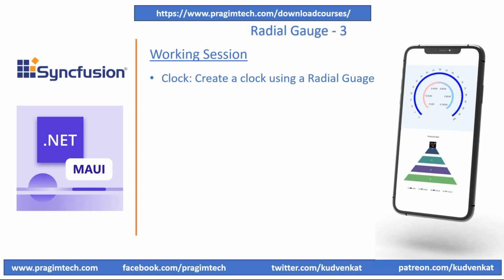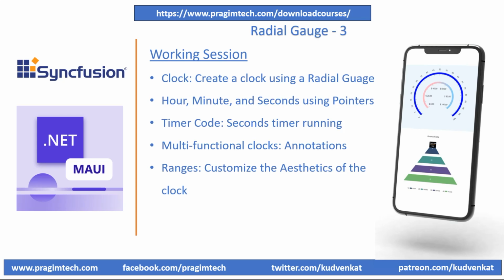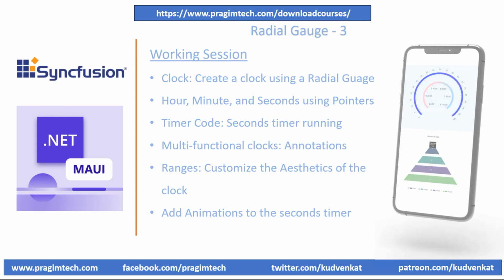In this session, we will focus on creating a working clock using the radial gauge controls. We will create the hour, minute and seconds needles using the pointer property of the radial gauge control. We'll also add timer code to keep the seconds timer ticking. We will also enhance the aesthetics of the clock using range customizations. At the end of the session, we will add multifunctional features using the annotation customizations. Let's now switch to the coding session and get going.